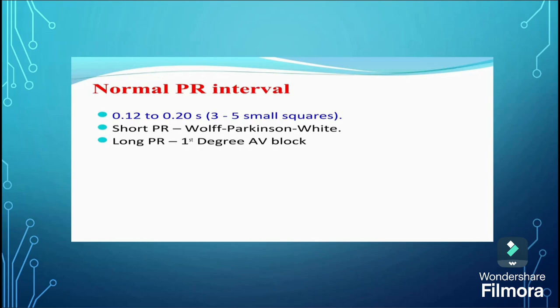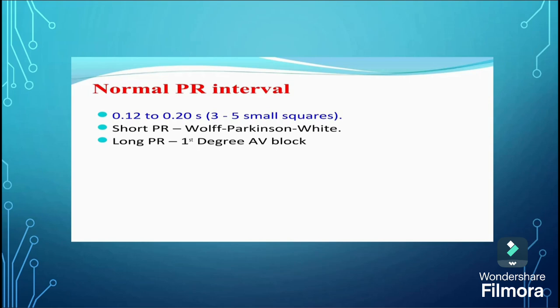Short PR you will be seeing in Wolff-Parkinson-White, that is WPW syndrome. So in this syndrome there is an extra electrical pathway in the heart which causes a rapid heartbeat, and this extra electrical pathway appears between the heart's upper and lower chambers, and it is present at birth. So extra electrical pathway, remember this.